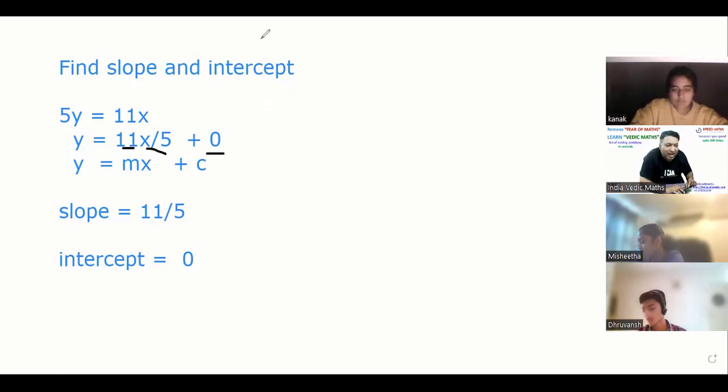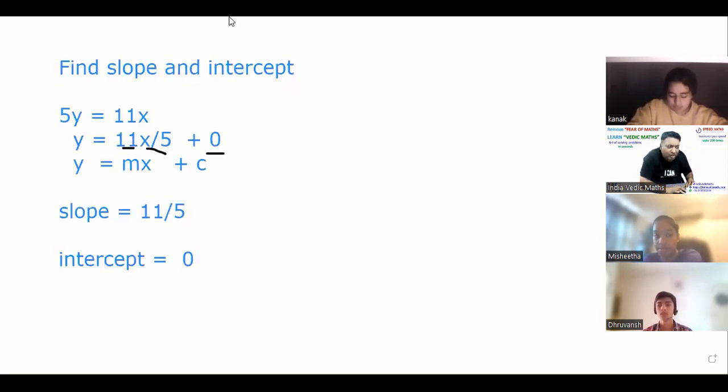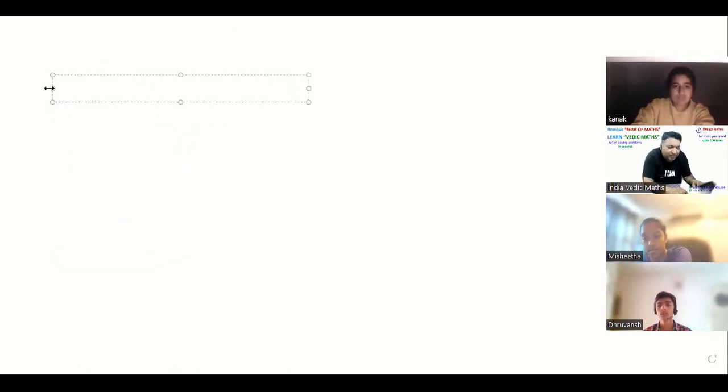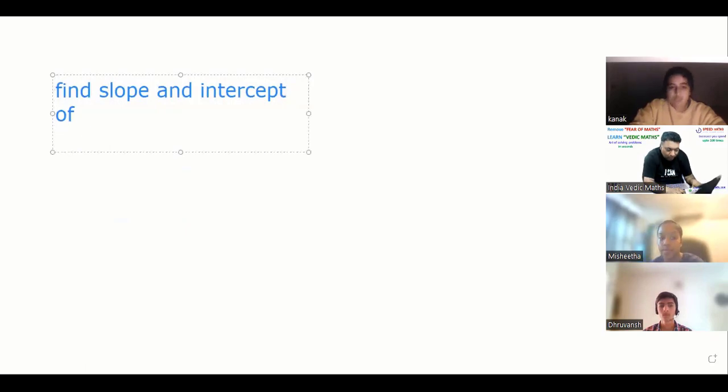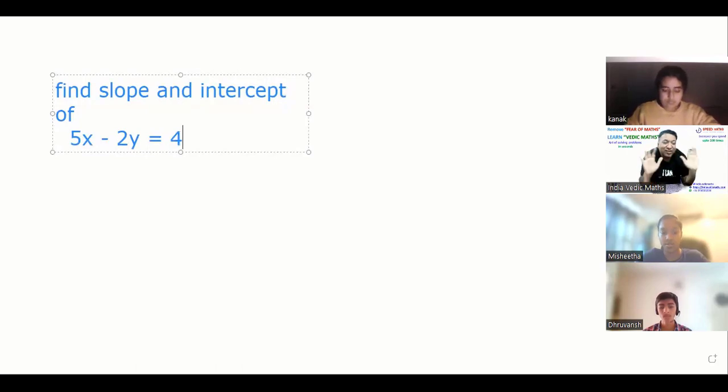What if I change the line now and I say find the slope? Okay, sorry, someone was writing. You were writing, Kanak? Can I show you again? No? So what if I say, guys, find slope and intercept of 5x minus 2y equal to 4. Can you try, everybody, now? I want slope and intercept.